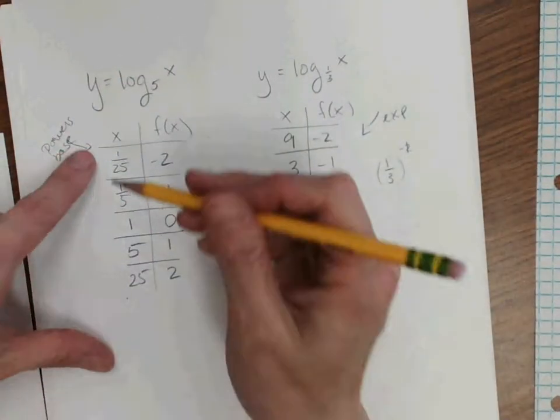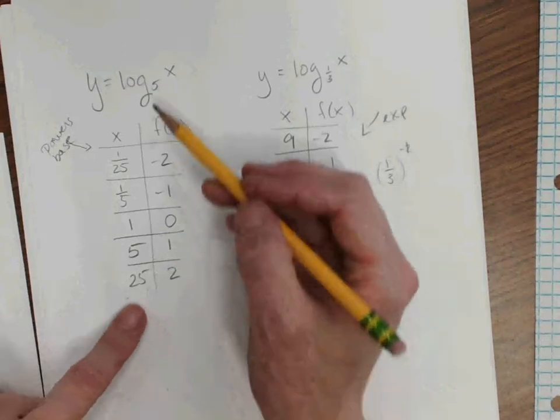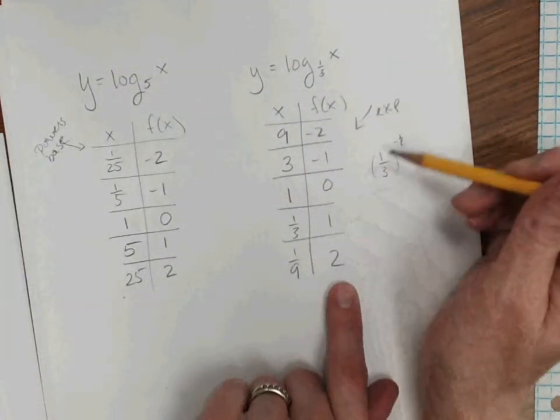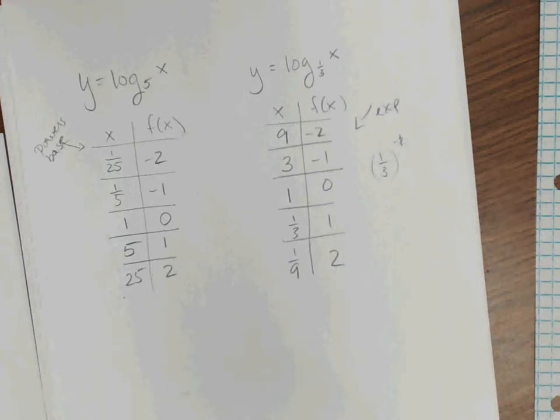And remember, you can either list powers of whatever your base is, right? Starting with negative powers and then working your way up, or you can just list your exponent here and then just plug them in. Either way works. So hopefully that's enough to get you finished up on this.